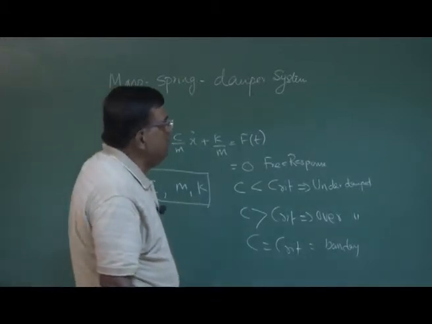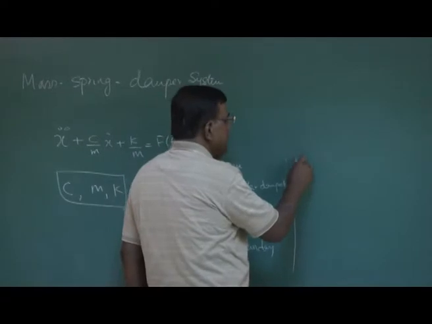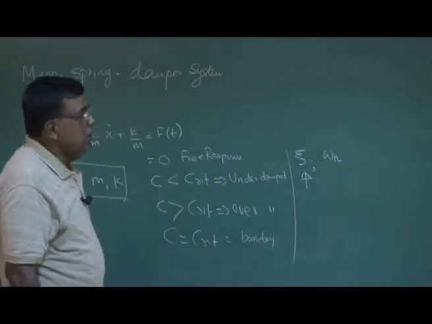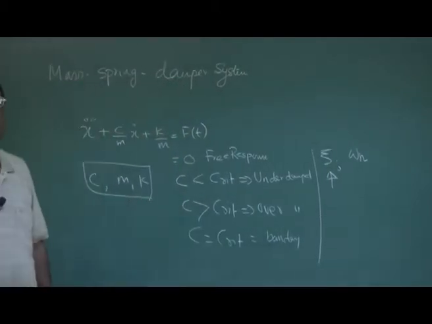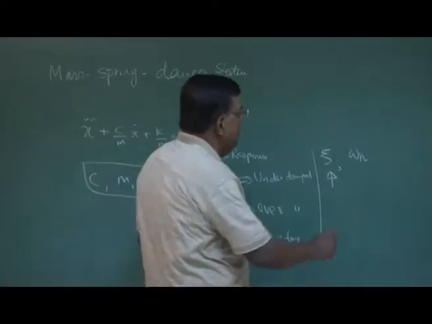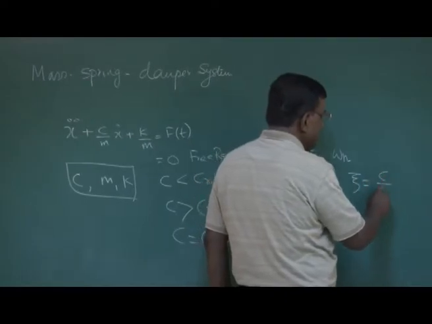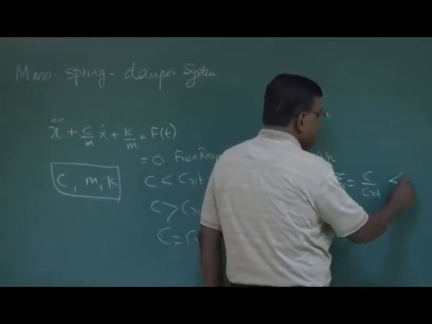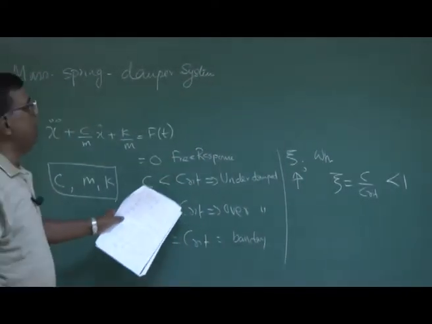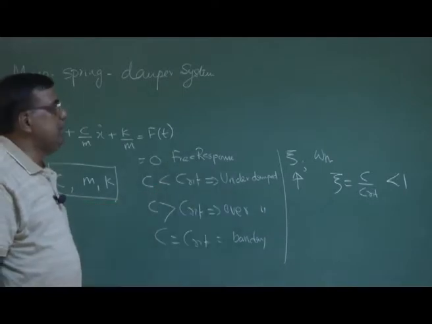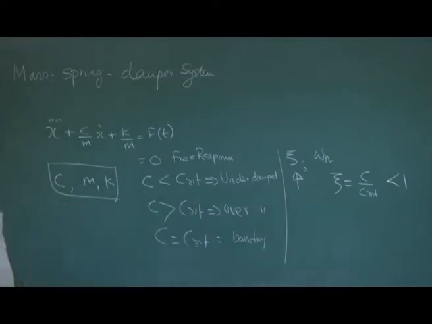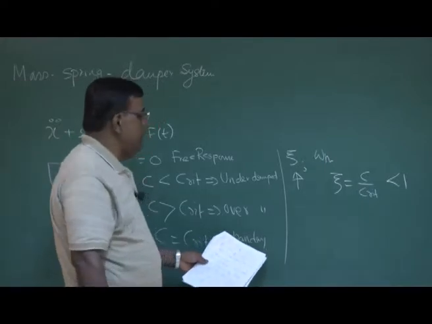In understanding this, we tried to define two things which are important, zeta and omega n. And zeta is the damping ratio. It is actually the ratio of actual damping C divided by C critical, right? We recall zeta is C by C critical. So if zeta is less than 1, that means C, the damping of the system, is less than C critical, so it will have an under damped response. If zeta is greater than 1, it will have an over damped response, because that time C is greater than C critical. And if C is equal to C critical, then there is a boundary.